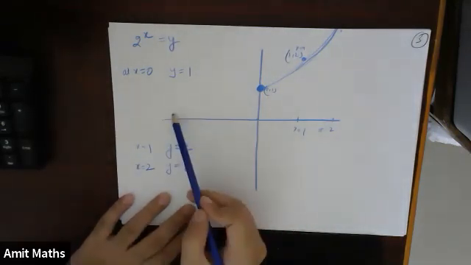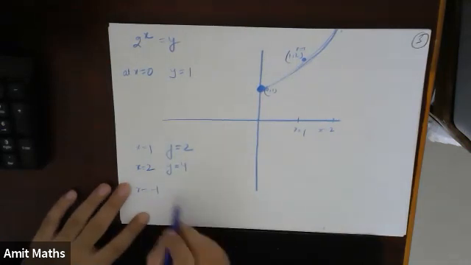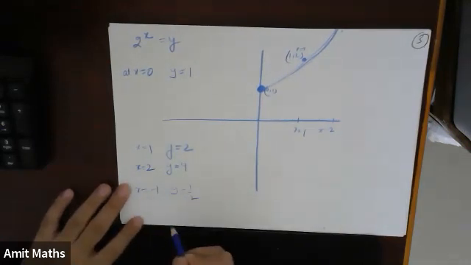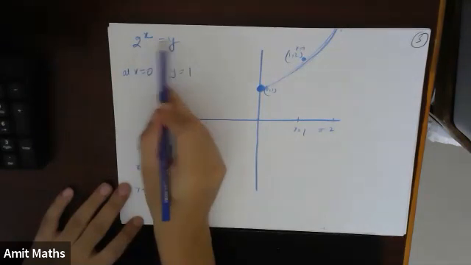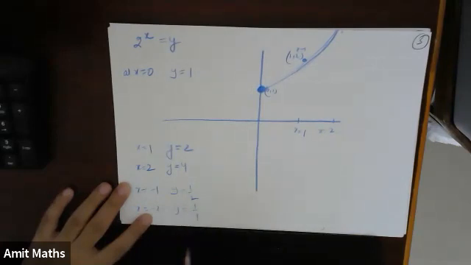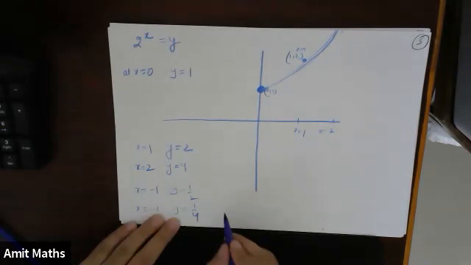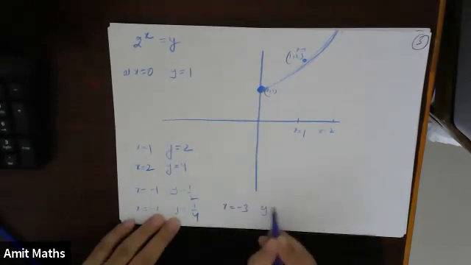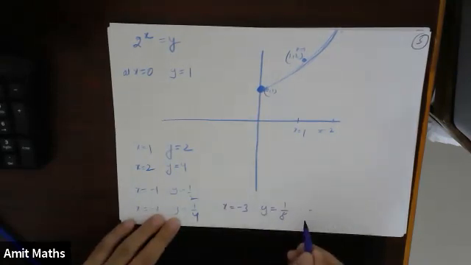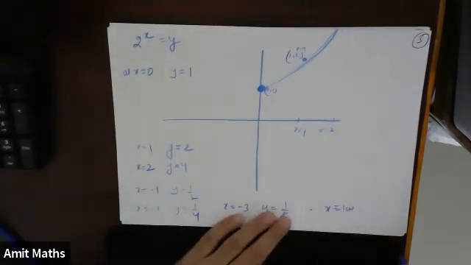What will happen for the negative x? Now, when x is equal to minus 1, y will be 1 by 2, since 2 to the power minus 1 is 1 by 2. When x is equal to minus 2, y will be equal to 1 by 4. When x is equal to minus 3, y will be 1 by 8, and so on. Suppose x is minus 100, y will be 1 by 2 to the power 100.